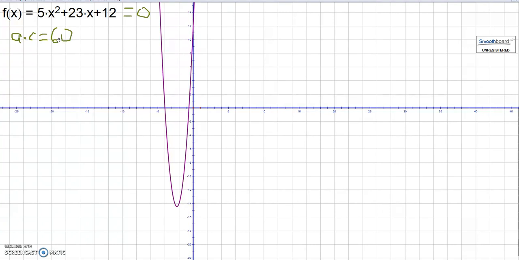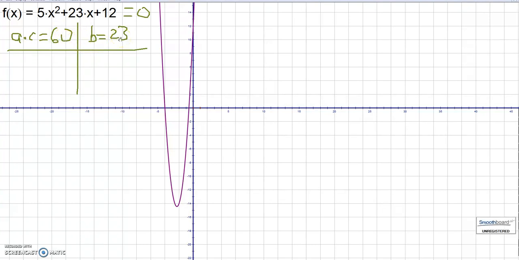And then the way I like to do this, I say B is 23. I want to think about two numbers that would multiply to 60 and add up to 23. So you need to try a few things. There's not going to be an easy answer for this, but you do want to just start thinking through some ideas. Well, I could think through 2 and 30. That's not going to work because the sum of that is 32. I could think through 3 and 20, and lo and behold, I get 23. So I'm going to use 3 and 20.